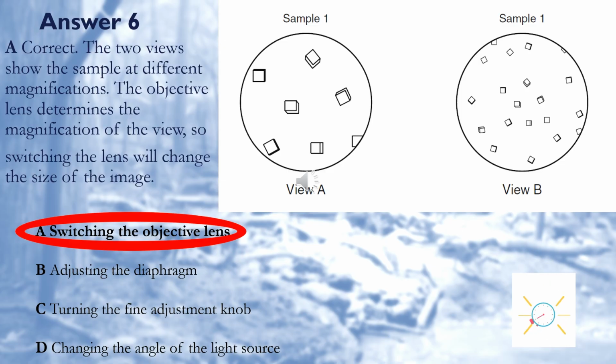C. Incorrect. Turning the fine adjustment knob would change the focus of the image. This would not affect the size of the objects being viewed in the sample. D. Incorrect. Changing the angle of the light source might affect the shading on the salt grains. It would not affect the size of the objects being viewed in the sample.